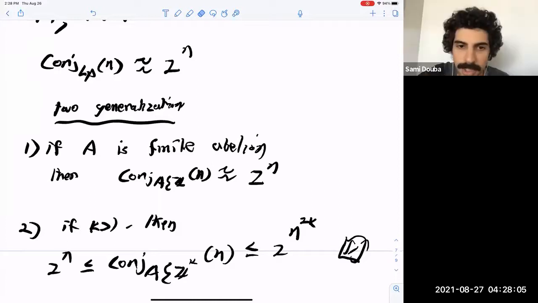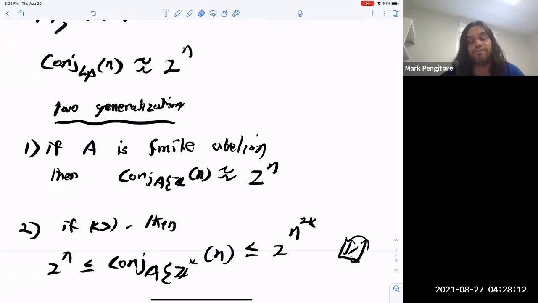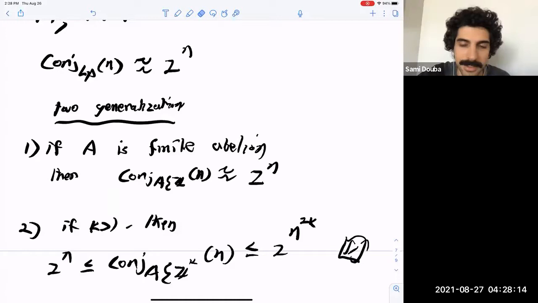So is this known for any special cases like lattices in Sol? For lattices in Sol, it is 2 to the n. Oh, I see. Okay, thanks.